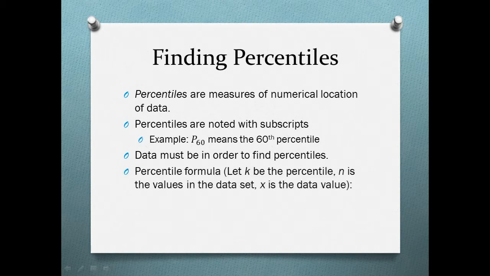The percentile formula that we're going to talk about here is where k is the percentile, n is the number of values in the data set, and x is the actual data value. So what we have here is P sub k of x equals the number of values that are less than x divided by n, which is the total number of values in the data set, times 100.